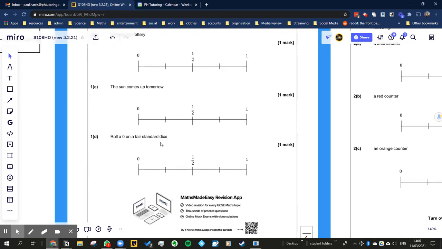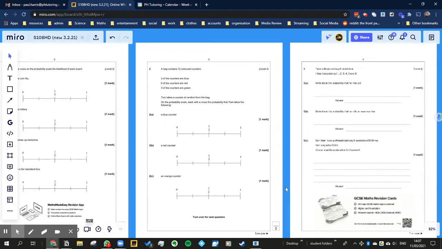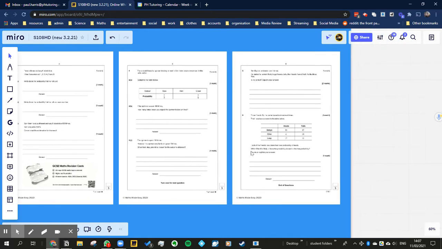Roll a zero on a fair standard dice. Dice don't have a zero on it, so it's going to be zero there. So fairly straightforward. Let's look at the next one.